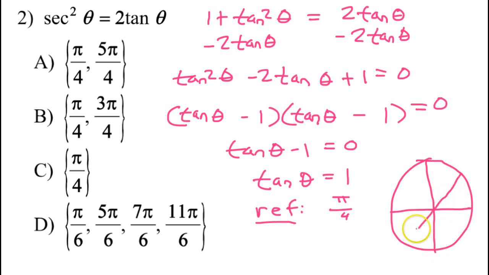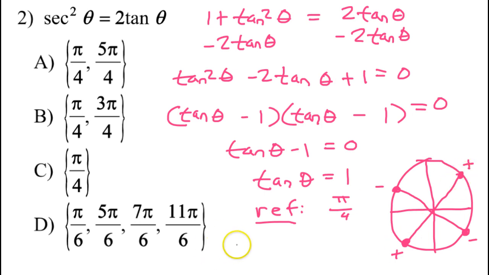Alright, here's a diagram of all of the multiples of pi over 4. And these are the reference angles right here. Now, 2 of these are positive and 2 of these are negative. Tangent is positive in these 2 quadrants, and tangent is negative in these 2 quadrants. But here we have tangent is positive 1, so we only want the 2 positive versions.